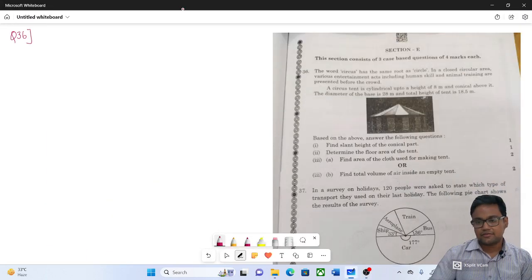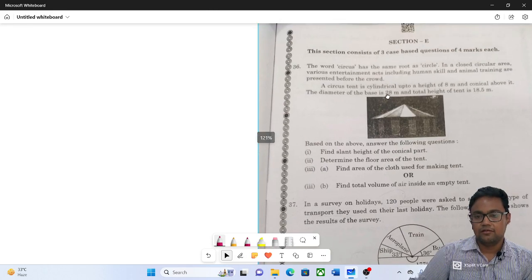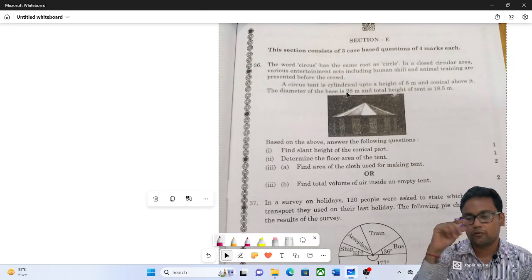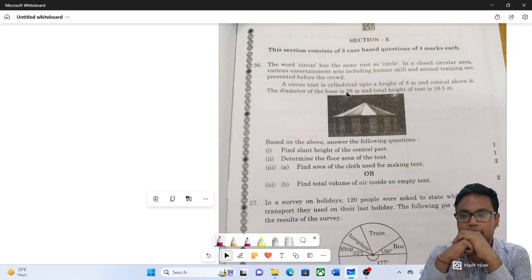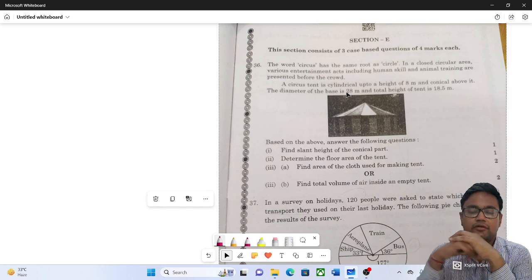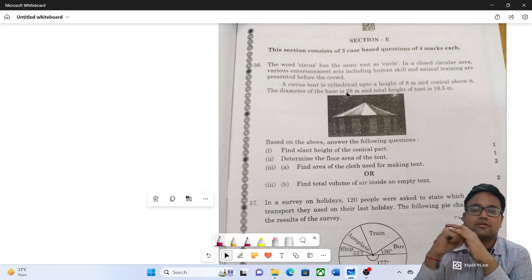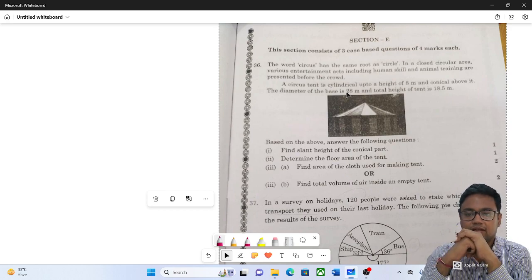The word circus has the same root as circle. In a closed circular area, various entertainment acts including human skill and animal training are presented before the crowd, right? So usually you must have seen a children's circus. The base, or the floor, of a circus is circular. That is why it is mentioned over here that it has the same root, same meaning, same kind of formation in terms of the base, right?